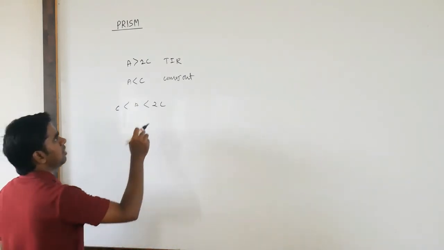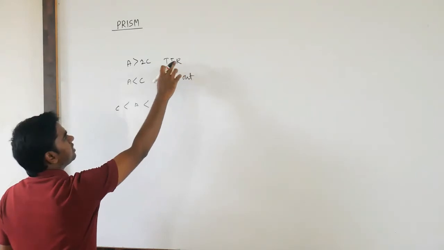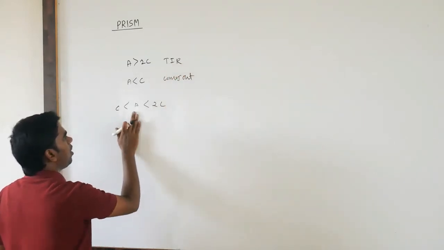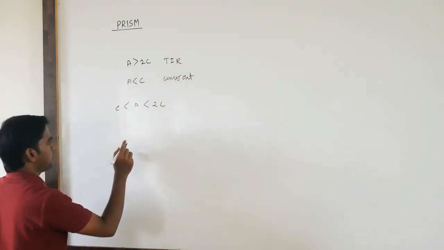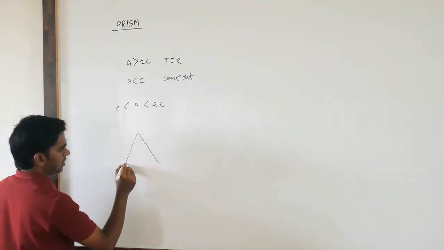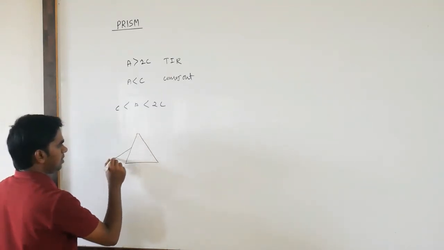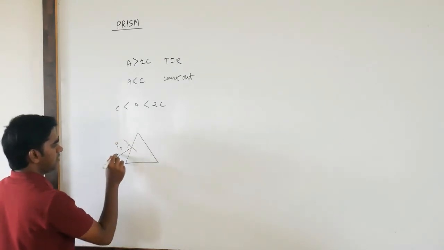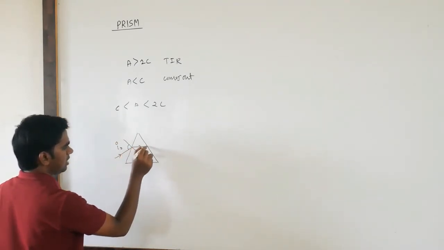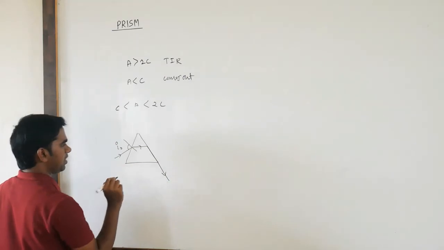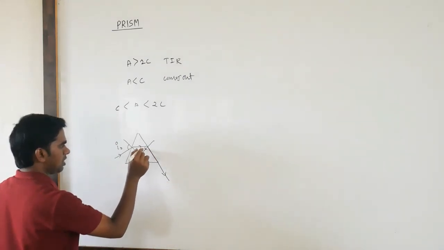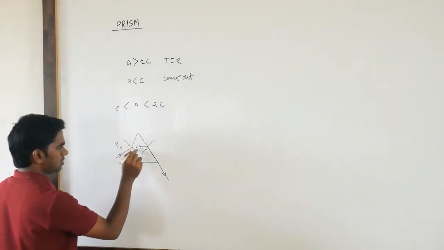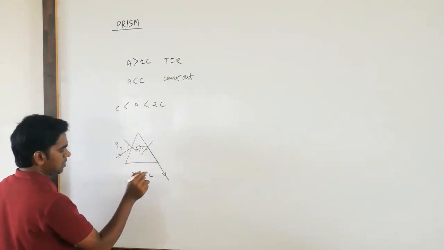Whether the ray is going under total internal reflection or is coming out depends not on the angle of the prism, it depends on the angle of incidence. So in that case, say this is the angle of incidence, I will take it as I0. For angle of incidence I0, the ray just grazes. So here R2 is going to be C. This is R1, and R2 is going to be C.